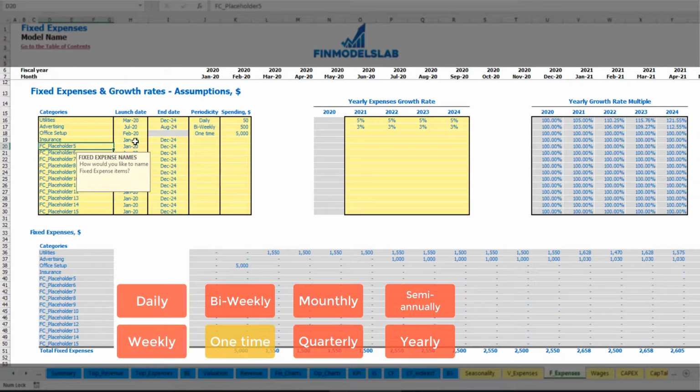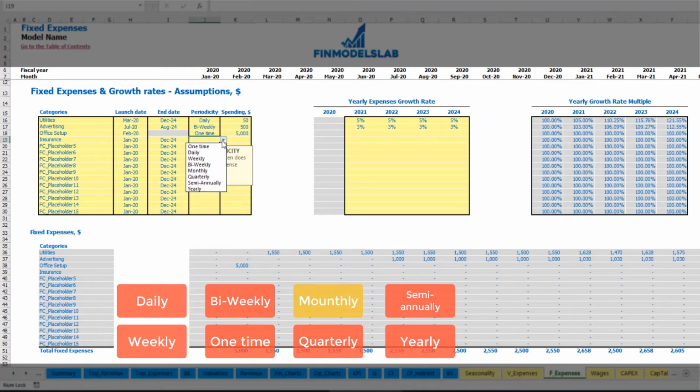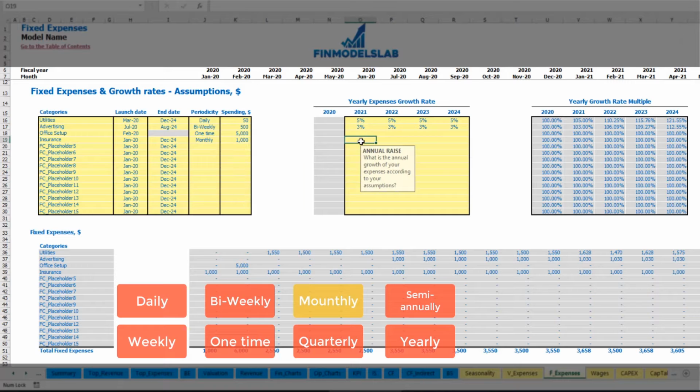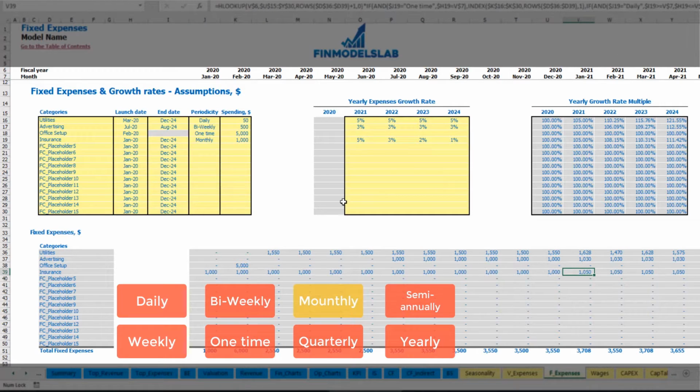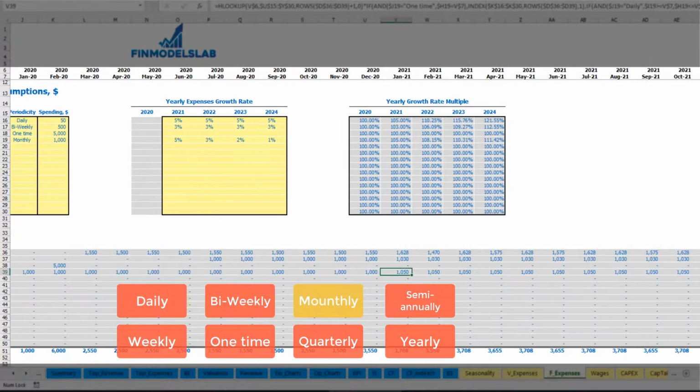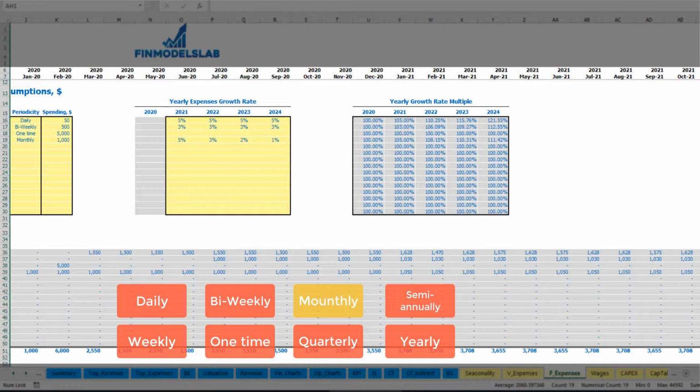Another option, insurance. Let it start from January 20 till the end of the model, and it can happen monthly with $1,000 per month, with 5% growth the first year, 3% the second year, 2% the third, and 1% in year number 4. So you may see this calculation here. Starting from January 21, it will grow by 5%, which is $50. And starting from January 22, it will grow by 3%, which is an additional $32.